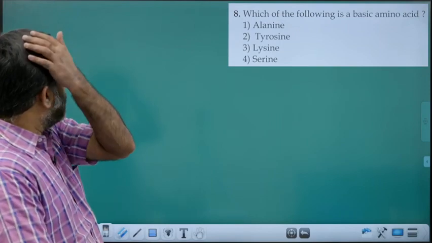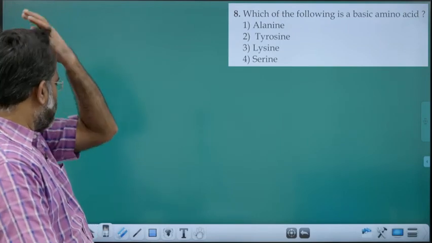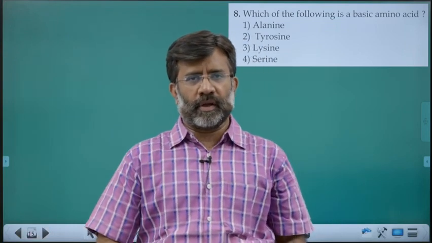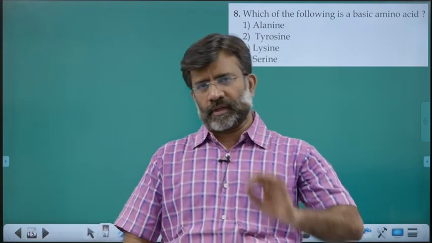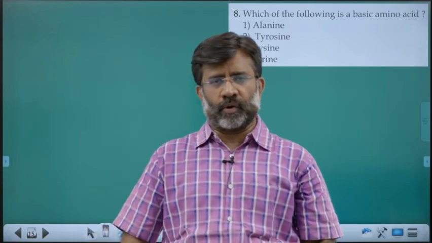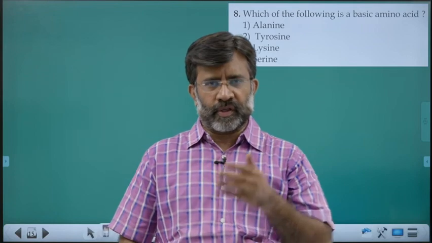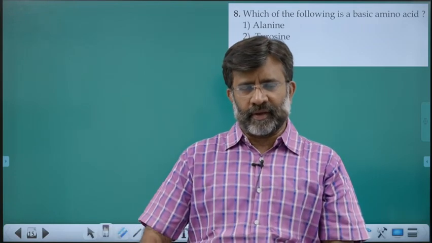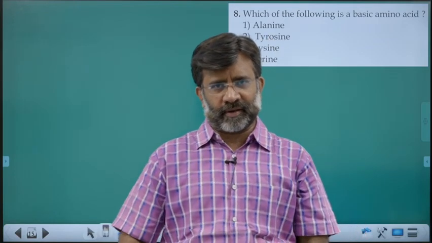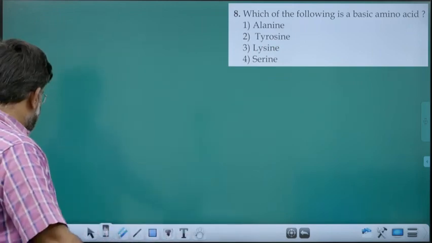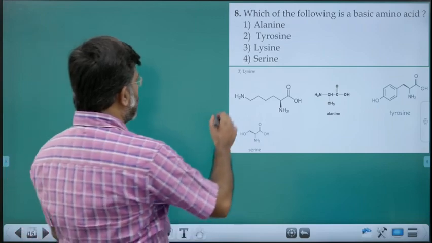Which is a basic amino acid? See, that is another classification you must know. Acidic amino acid, basic amino acid, neutral amino acid. It depends on the number of amino groups and COOH groups. If they are equal, it is neutral. If the COOH number is greater, acidic. If the NH2 group is greater, basic. All of you know. So you need to know which is a basic amino acid, and the answer is lysine.